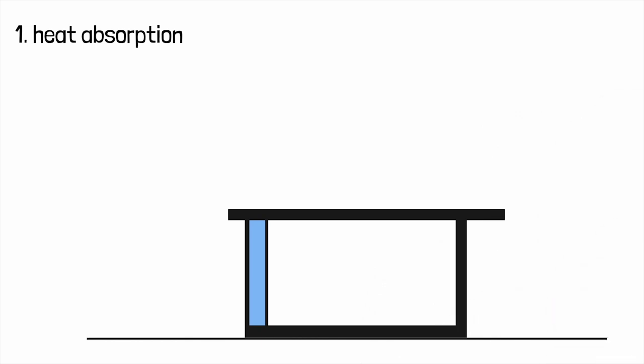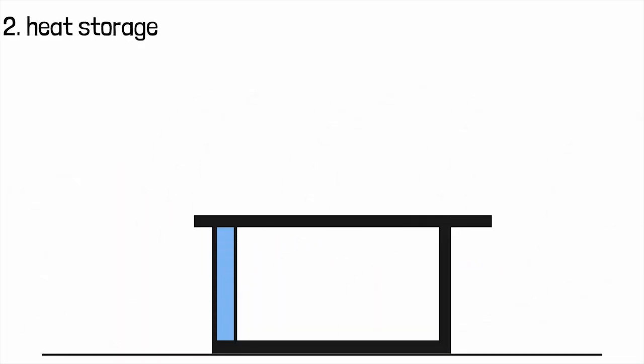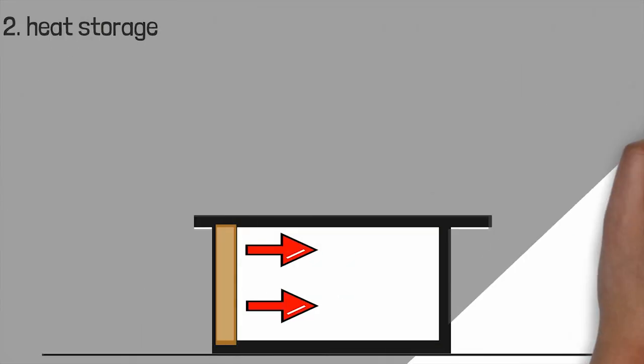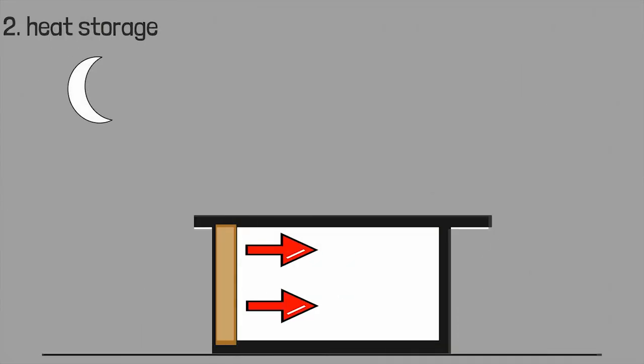How thermal mass works. Heat absorption. During the day, thermal mass materials absorb heat from sunlight, occupants, appliances, and the surrounding air. Heat storage. The absorbed heat is stored within the mass and released slowly when the surrounding air cools down, typically during the night or when outdoor temperatures drop.